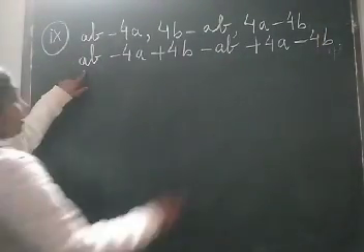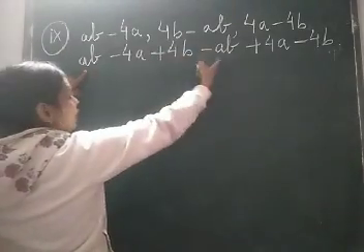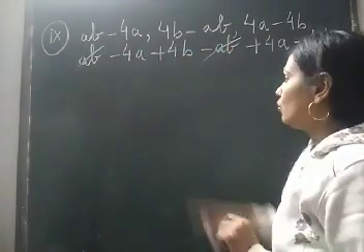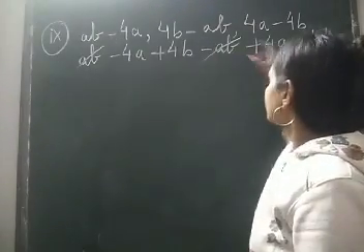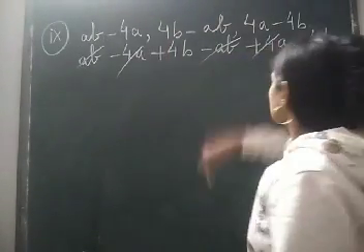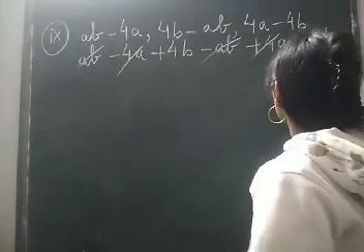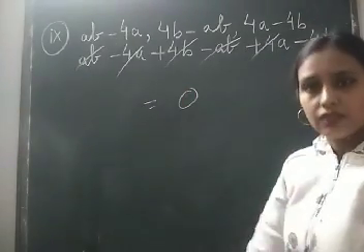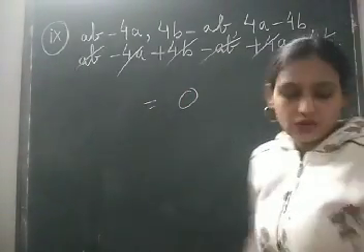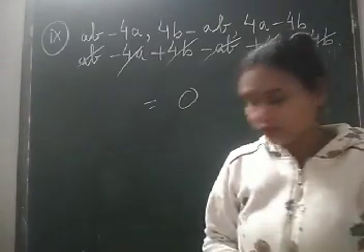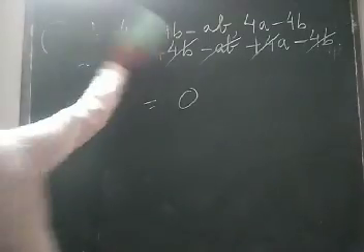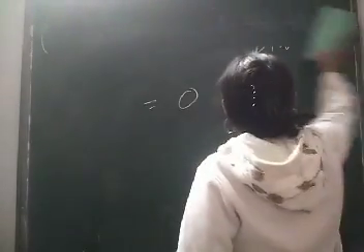Now AB and AB, plus minus, they get cancelled. Okay, they become 0. Minus 4A plus 4A become 0. Plus 4B minus 4B become 0. So your answer is 0. Okay children. Now we do the next sum, the last sum. That is the 10th one.